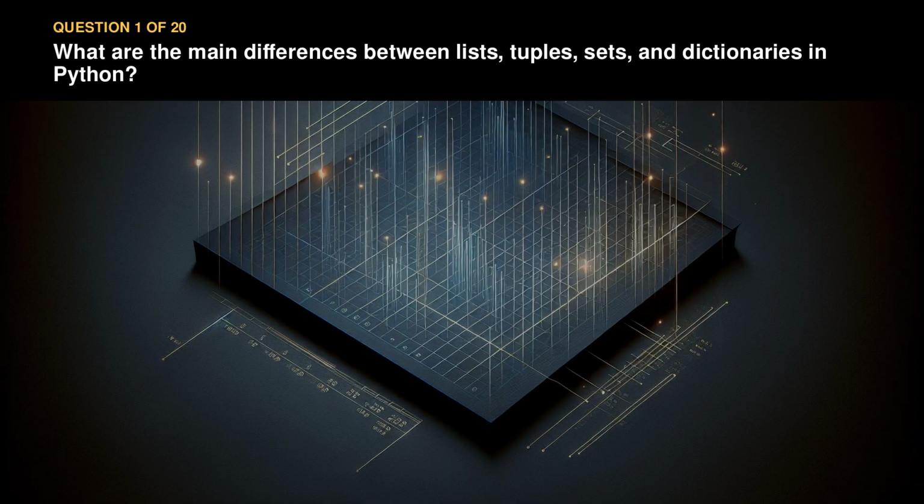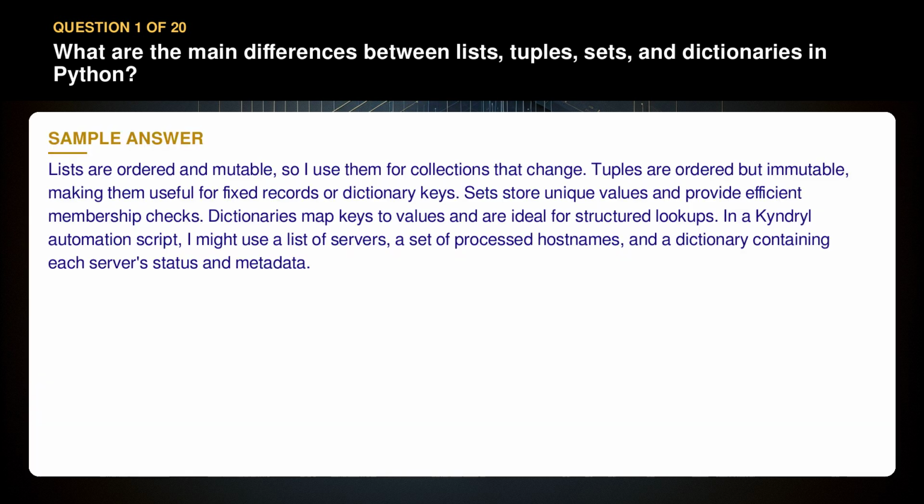Question 1. What are the main differences between lists, tuples, sets, and dictionaries in Python? Lists are ordered and mutable, so I use them for collections that change. Tuples are ordered but immutable, making them useful for fixed records or dictionary keys. Sets store unique values and provide efficient membership checks. Dictionaries map keys to values and are ideal for structured lookups.